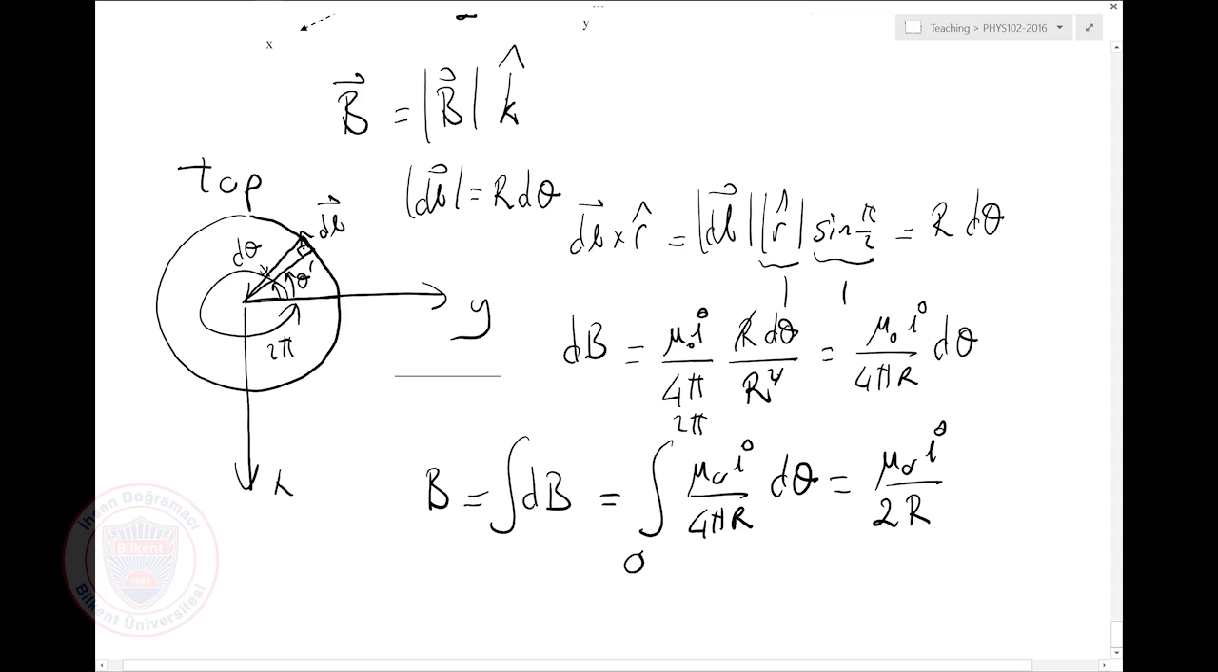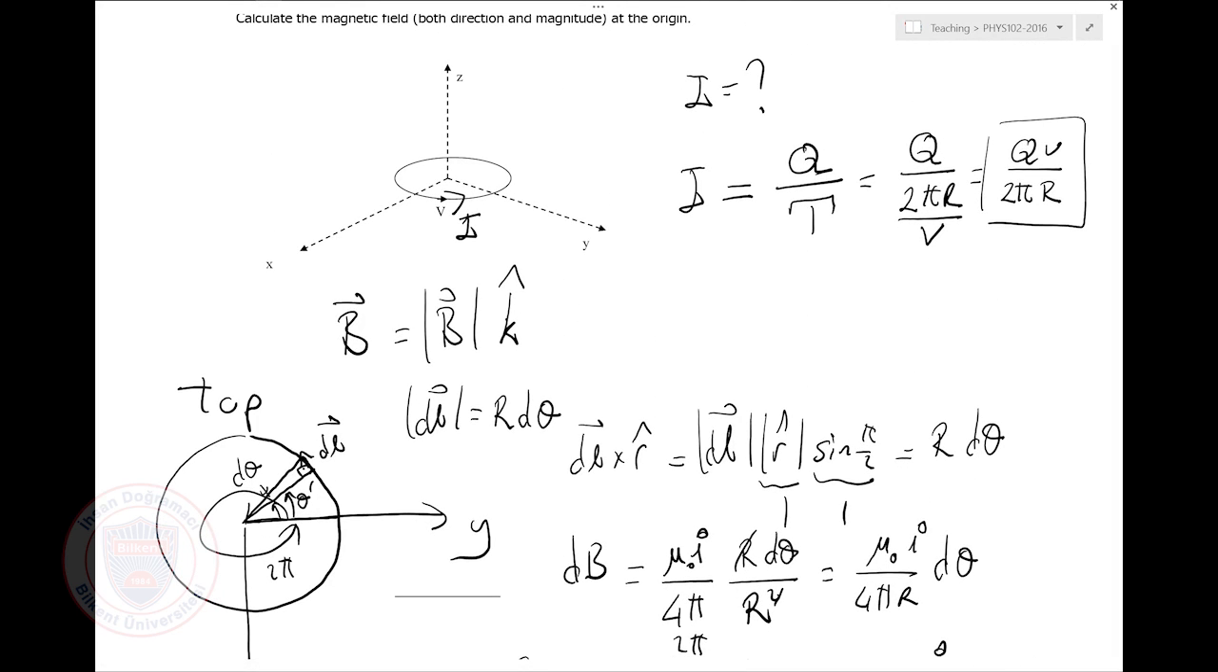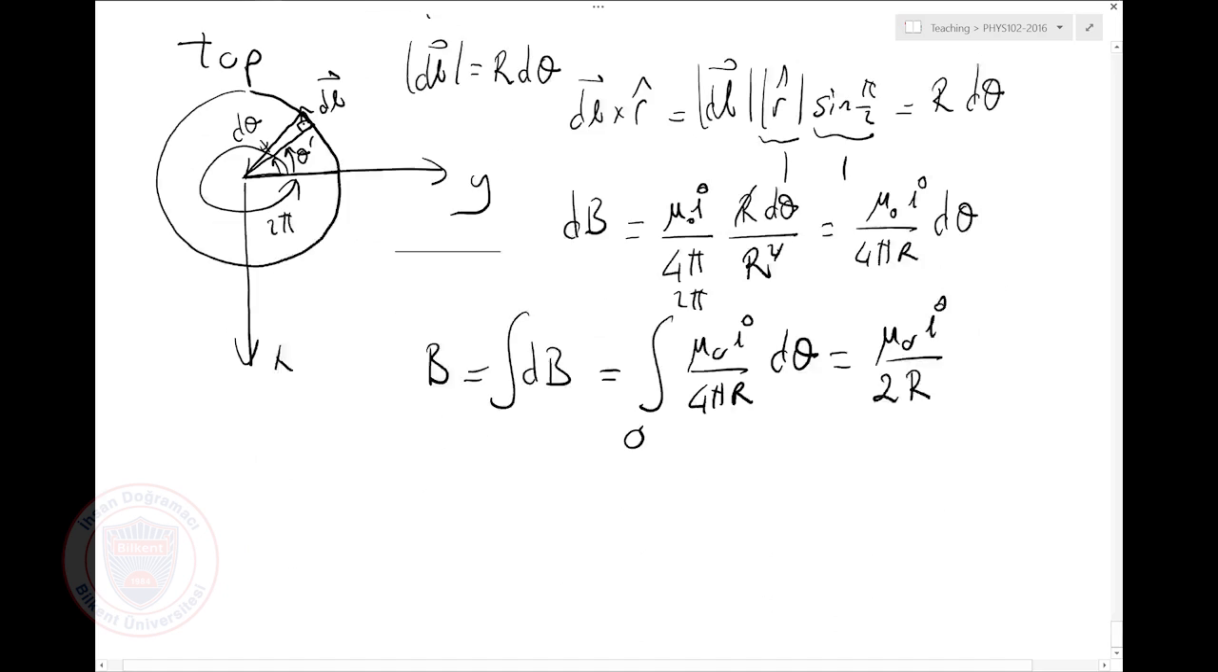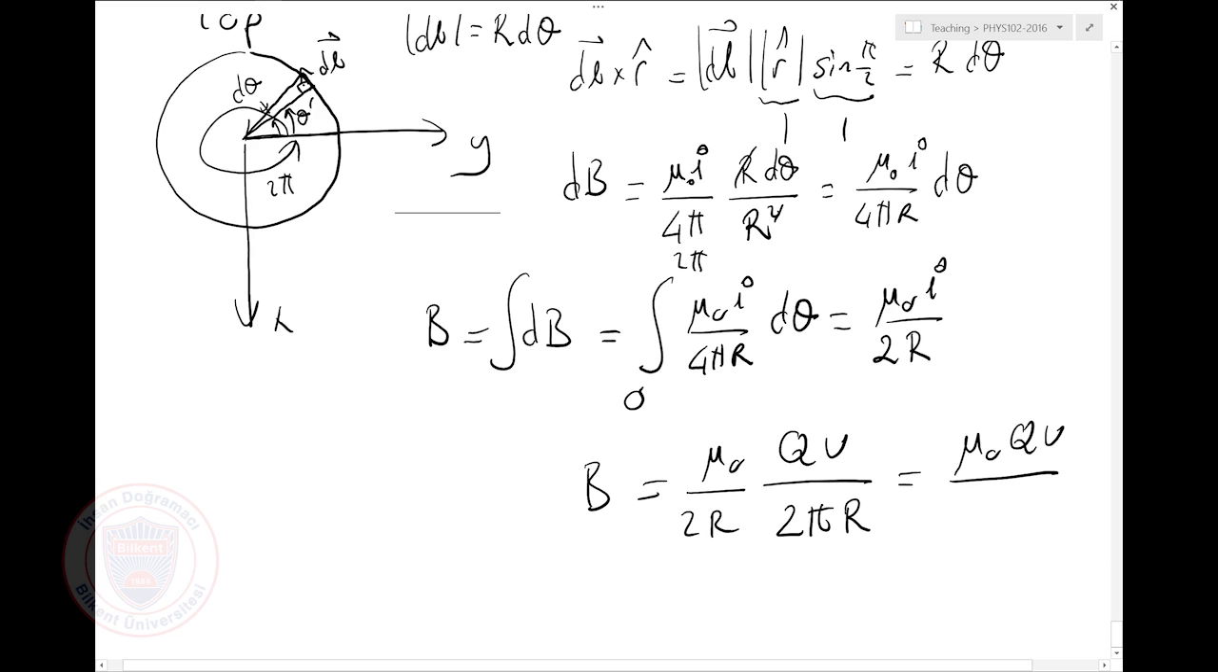But I'm not done with my question, because I is not something that was actually given in the problem. It's something I actually calculated. So maybe I should use the same symbol overall. Let's do it like that. So I'll write qv over 2 pi r here. B is mu 0 times qv over 2 pi r divided by 2r. So mu 0 qv over 4 pi r squared will be my answer.